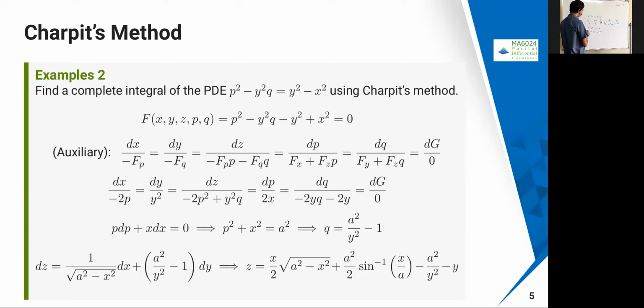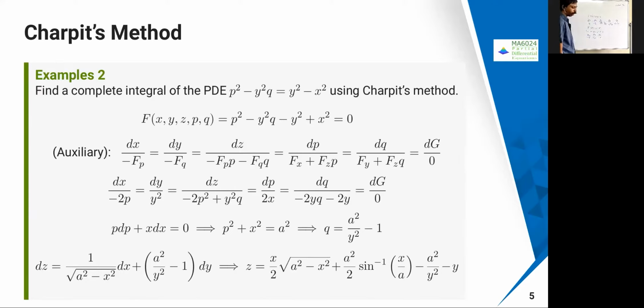This is nothing but my f. So I need to find my fp. I will directly write my equation. So dx by fp, which is minus fp, so dx by minus 2p, equal to dy by minus fq, which is nothing but minus of minus y square, so y square, and equal to dz by, there is no z term, therefore this is 0.